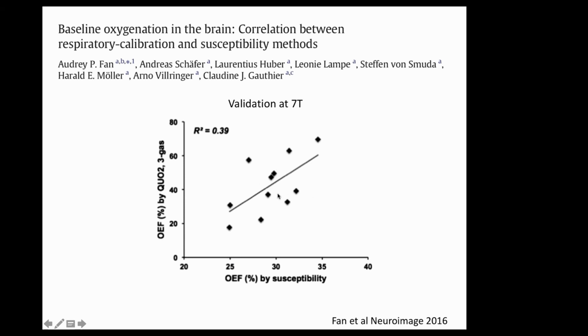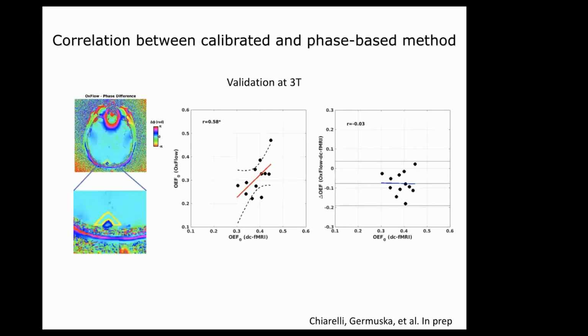One of the problems with validating oxygen extraction fraction is that there's a pretty narrow range of oxygen extraction fraction in healthy brain anyway. And so we don't have a lot of underlying true variability to validate against. We've got some unpublished data, which we're working on at the moment, with a similar principle. This is at 3 Tesla, and we obtained a very similar correlation between our calibrated approach on the x-axis here, and a phase-based method. This is the Oxflow method from Felix Verley's group.